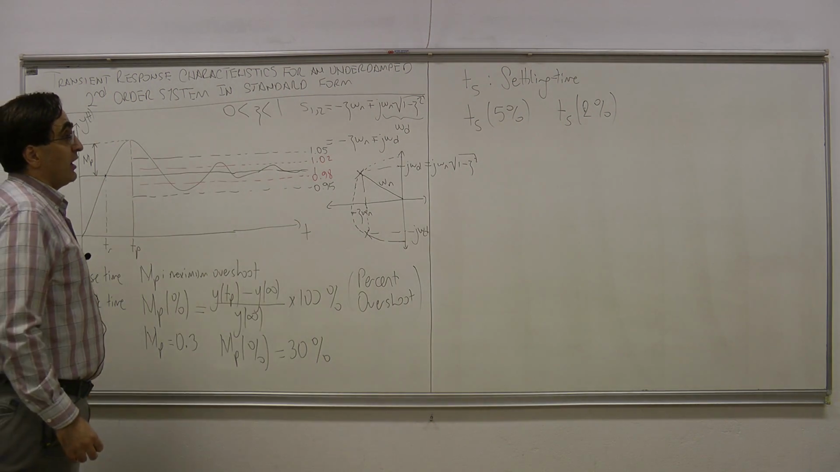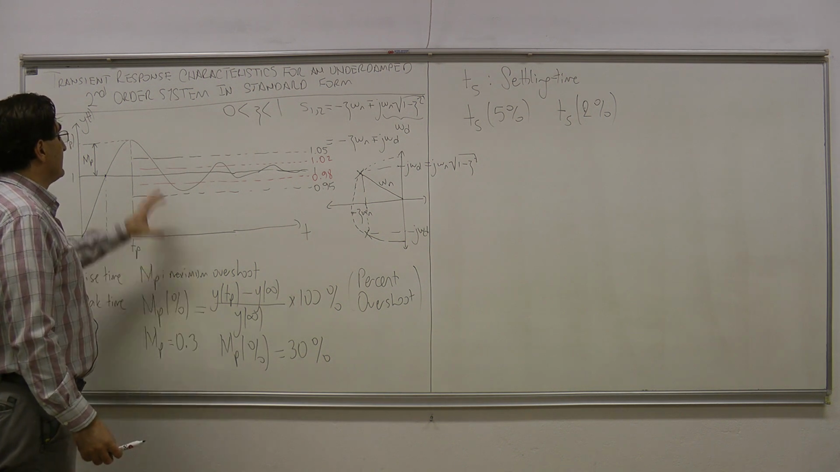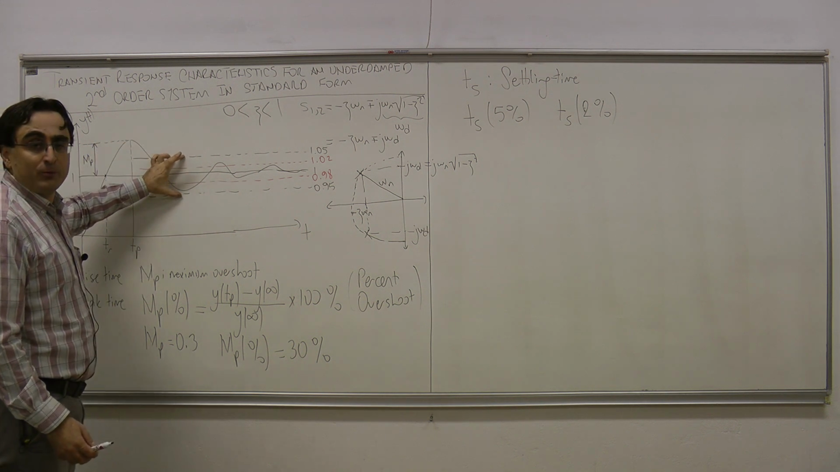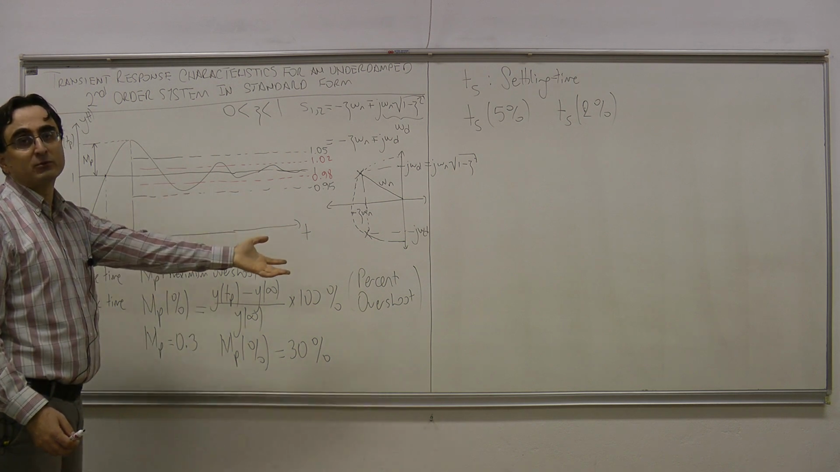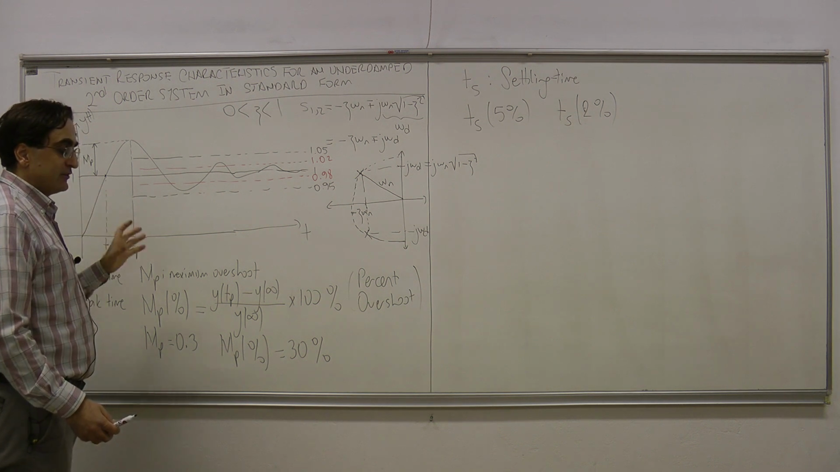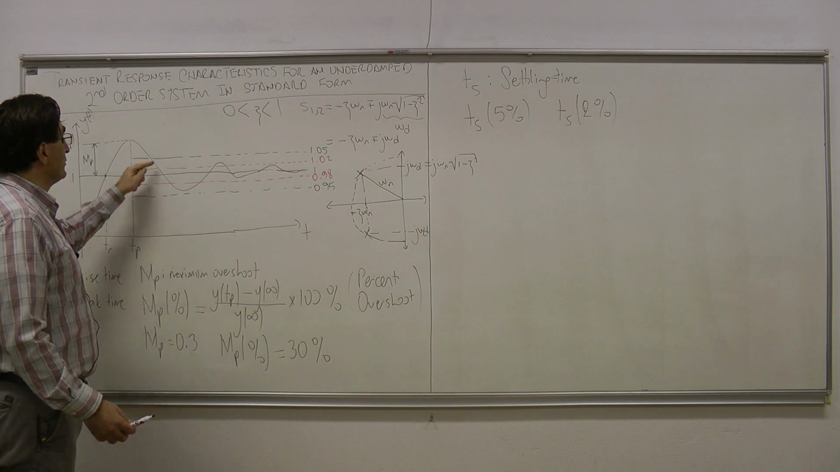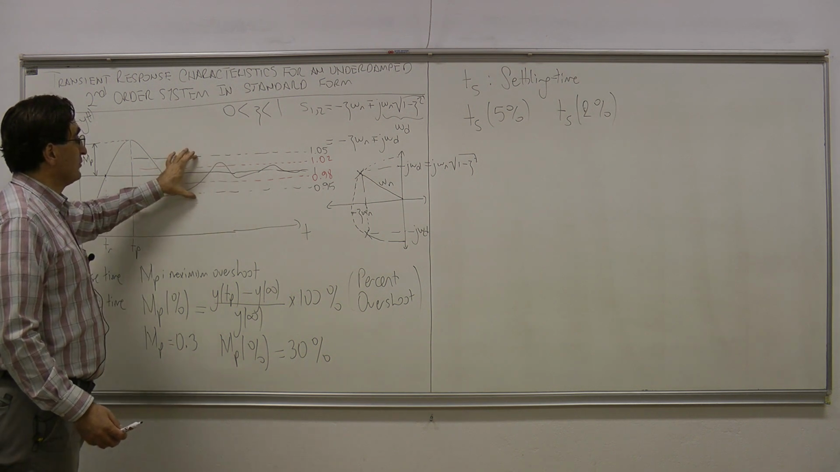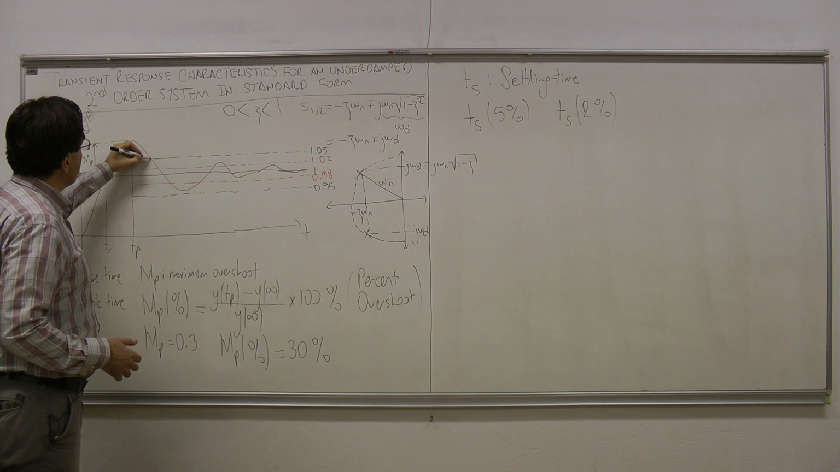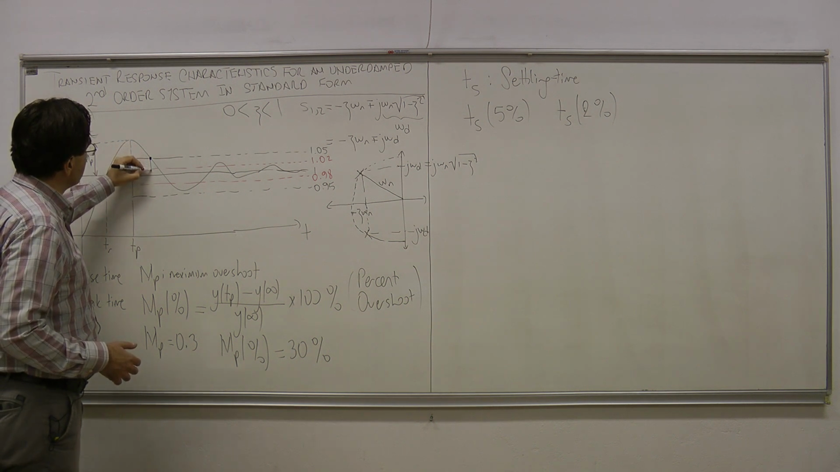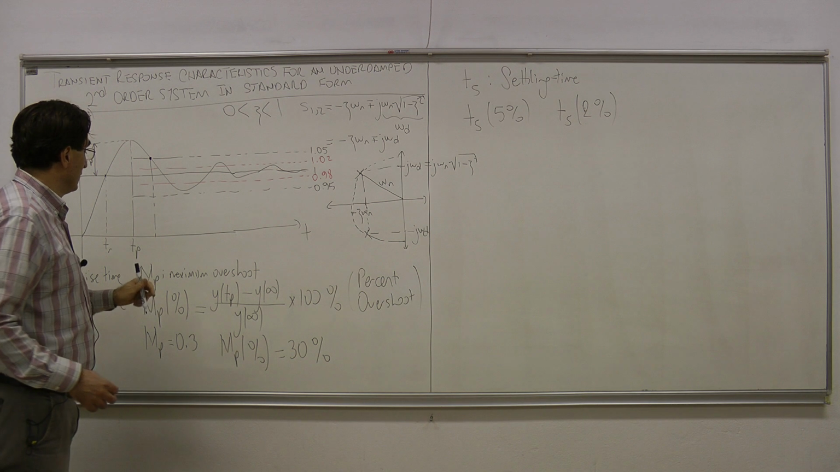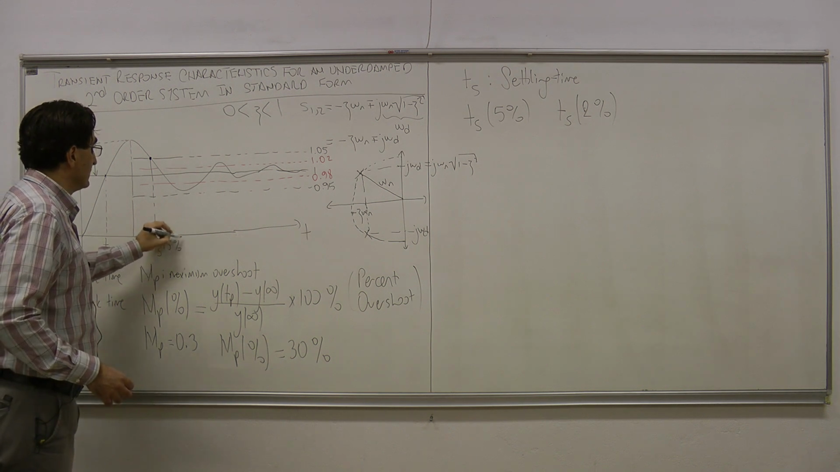So the 5% settling time is the time instant at which the response enters the 5% range and it never leaves afterwards. If I look at this case, I see that this response at this time instant enters this 5% range and it never leaves afterwards. Okay, so this is my 5% settling time.